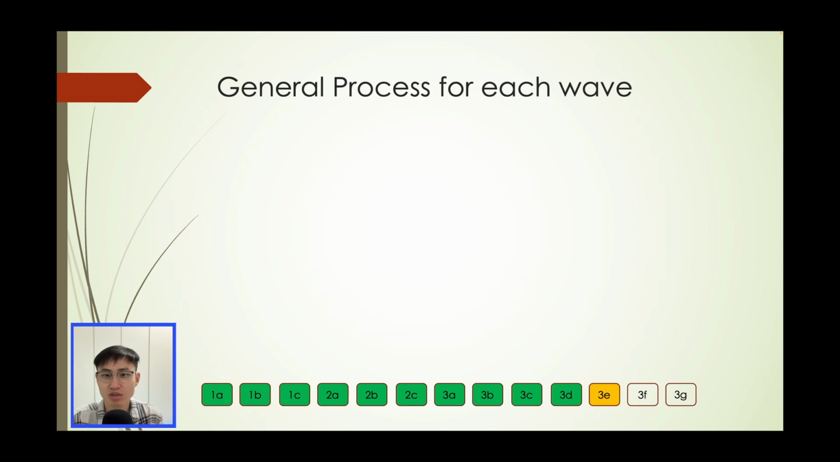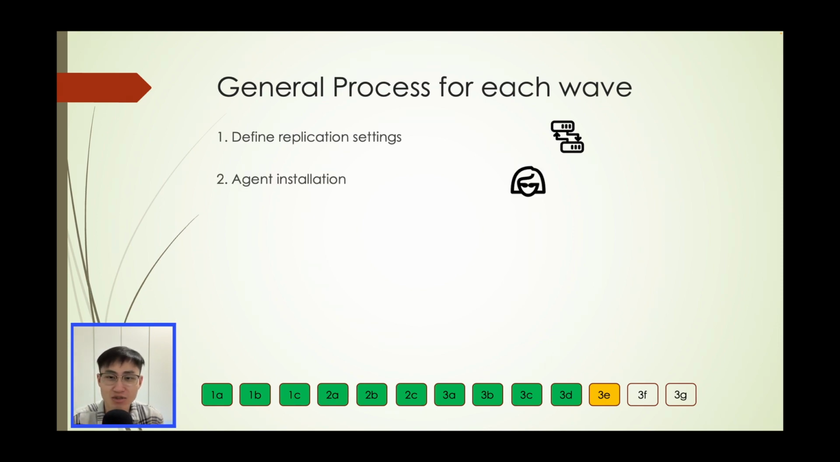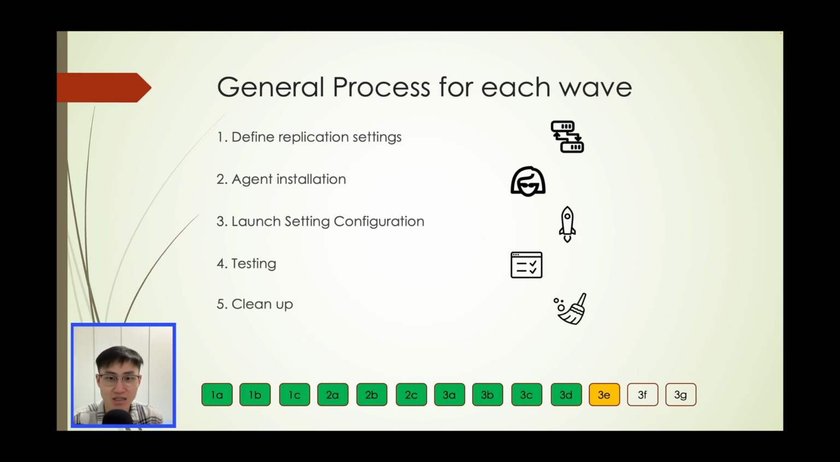So here is the general process for each wave. First will be to define the replication settings, which includes configuring your staging area and security groups. Then install the AWS replication agent. Third will be launch settings configuration. After replication has started successfully, configure the launch settings for each server to define how your drill and recovery instances will be launched in AWS. Fourth will be testing, and lastly will be cleanup.